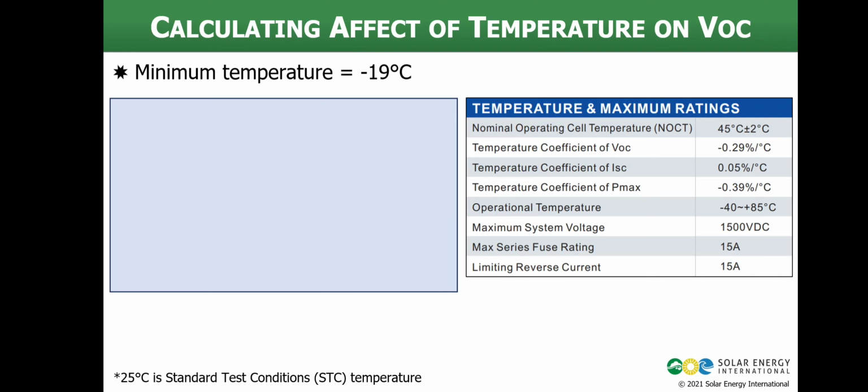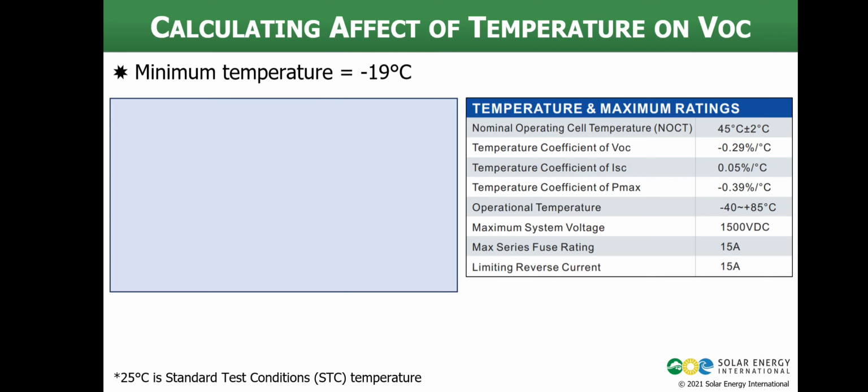We know that our modules will produce a certain amount of voltage at the standard test condition temperature of 25 degrees C. And for every degree we go below 25 degrees C, that voltage is going to go up a certain percentage, and that's a set ratio for the module. It will also go down if we go above 25 degrees C, but right now we're focusing on what happens when the module temperature goes below 25 degrees C.